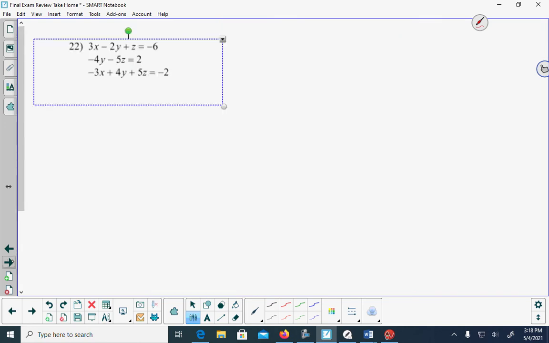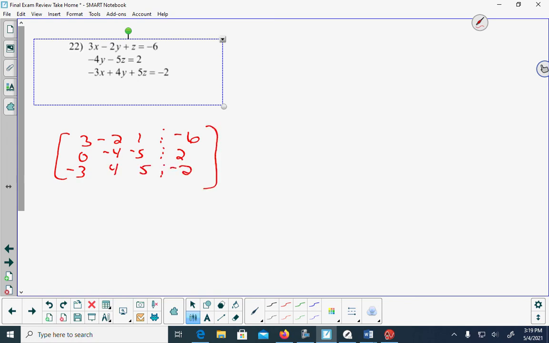Looking at the next one, number 22. I throw them in matrices all the time. So I'm just going to do 3, negative 2, 1, negative 6. Then there is no x, negative 4, negative 5, 2. Then x, y, z, negative 2.